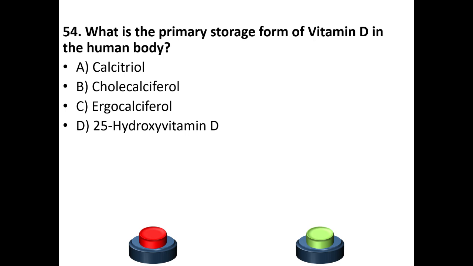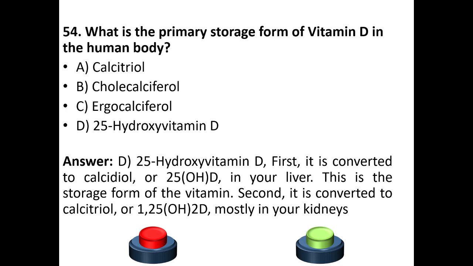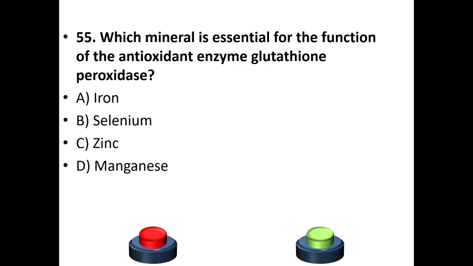54. What is the primary storage form of vitamin D in the human body? Calcitriol, cholecalciferol, ergocalciferol, 25-hydroxy vitamin D. Which is the answer? Here the answer is D, 25-hydroxy vitamin D. First, it is converted to calcidiol or 25-OHD in your liver. This is the storage form of the vitamin. Second, it is converted to calcitriol or 1,25-OH2D, mostly in your kidneys.